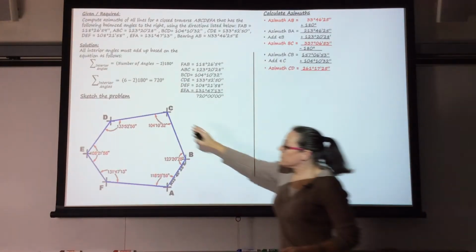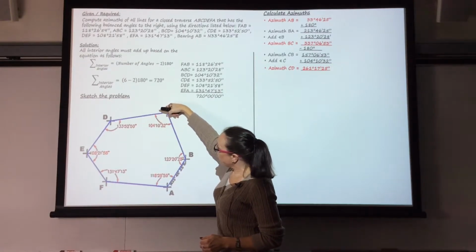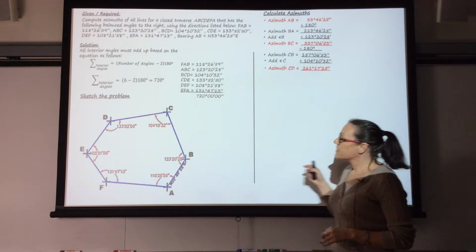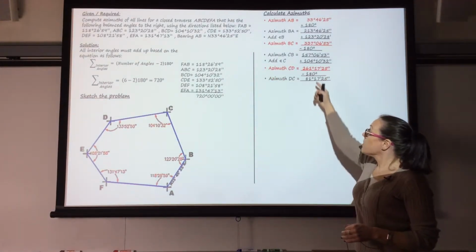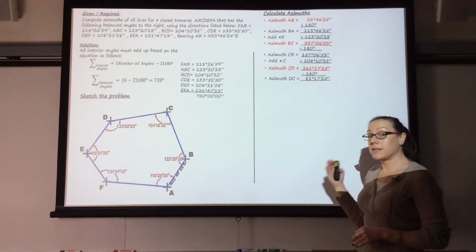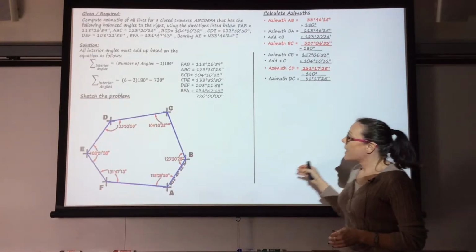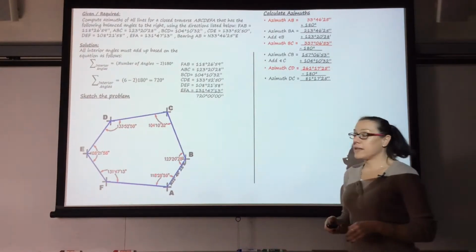So my azimuth from C to D, just looking at it, I'm going all the way around. It's not quite 270, so yes, it's 261 degrees. So that's my azimuth from C to D. Get my back azimuth. Notice I subtract 180 because the original azimuth is greater than 180. And I get my azimuth from D to C, my back azimuth of 81 degrees.